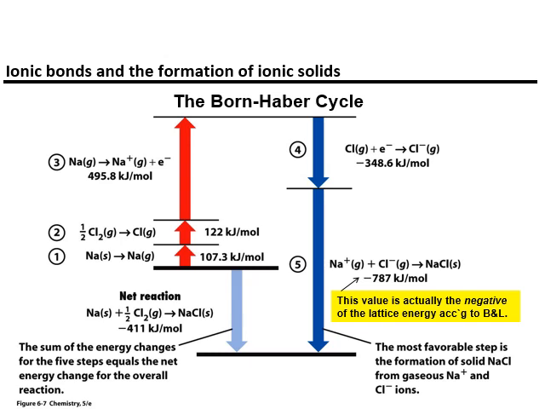One other thing you may want to notice here is for step two, that is showing you that for 1/2 Cl2 to go to Cl, that's 122 kilojoules for 1 mole of this to happen. But you have to watch that one, because you have to check to see if that's 1 mole of Cl or 1 mole of Cl2. Right, so if it's 1 mole of Cl2, you have to multiply that number by 1/2. So if you look at the bottom, it actually does that. Under where it says net reaction, it says Na plus 1/2 Cl2 gives NaCl.